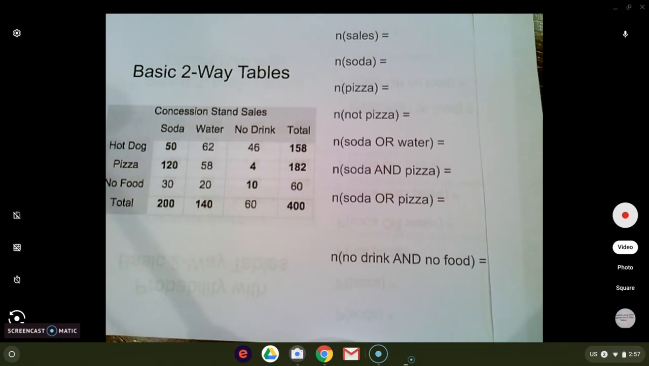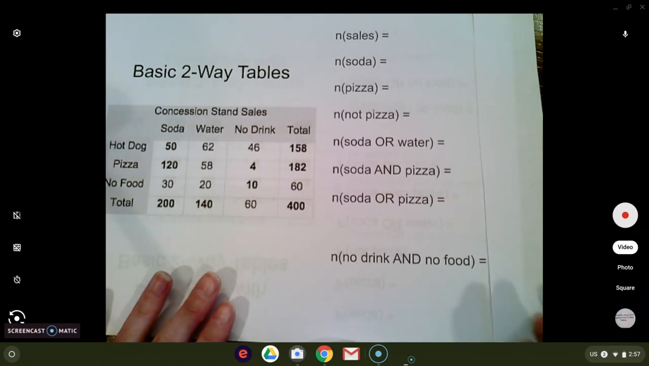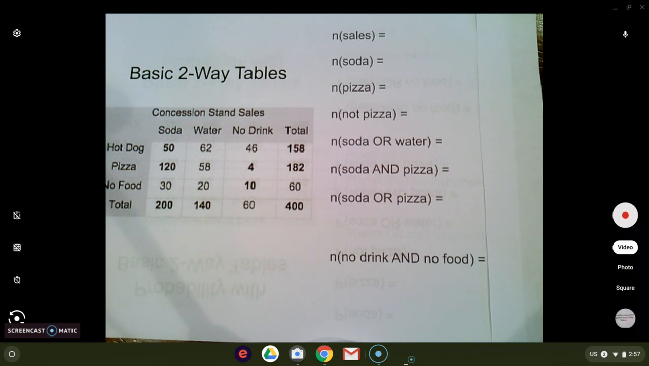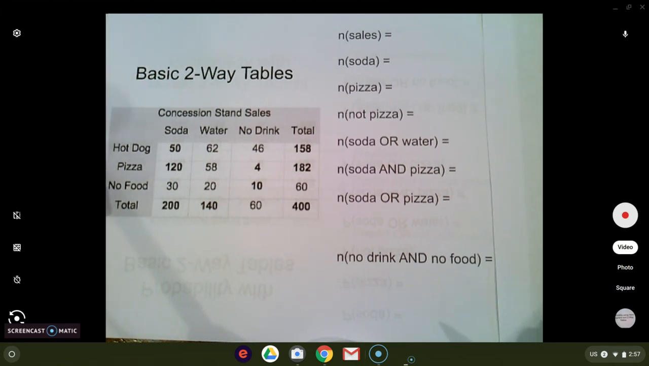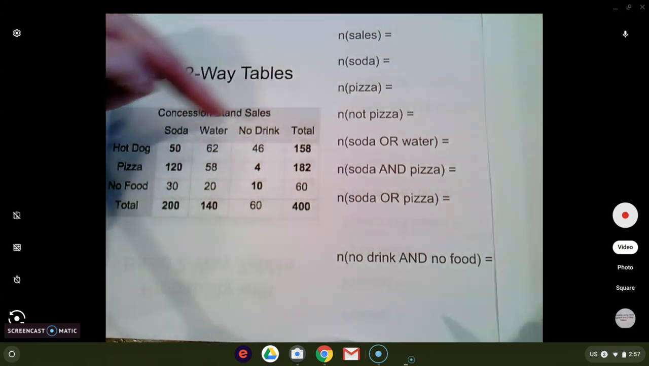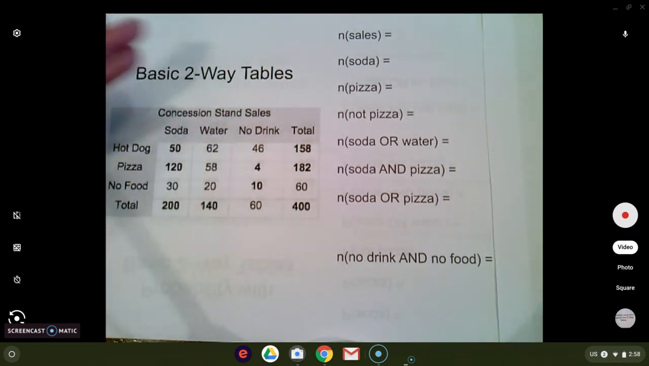All right, let's continue with two-way tables. The reason it's called a two-way table is because people were surveyed or two pieces of data were collected. These are concession stand sales, and somebody tracked what kind of food was ordered each time and what kind of drink was ordered each time.